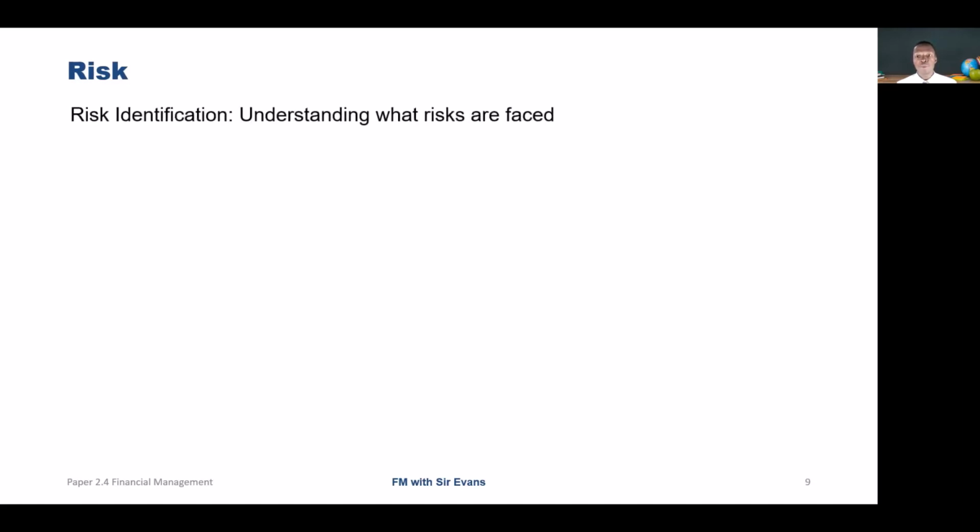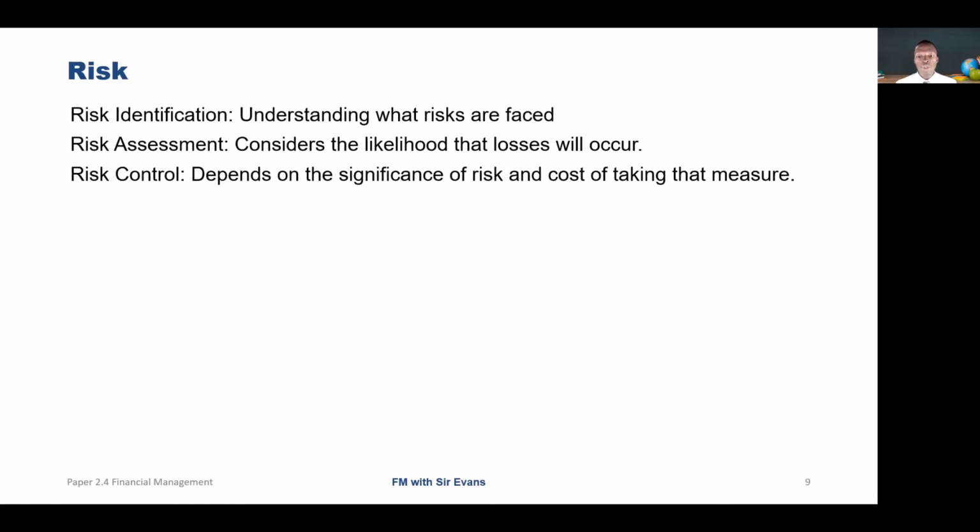The first one is risk identification, which involves understanding what the risks faced are, both strategic and internal. Then risk assessment, which is also called risk profiling or risk mapping, and it considers the likelihood that losses will occur as a consequence of the risk and the size or amount of the loss when it happens. Now, risk control: the suitable control measure which we will select will depend on the significance of the risk and the cost of taking that measure. So the cost must be less than the benefit to be obtained.